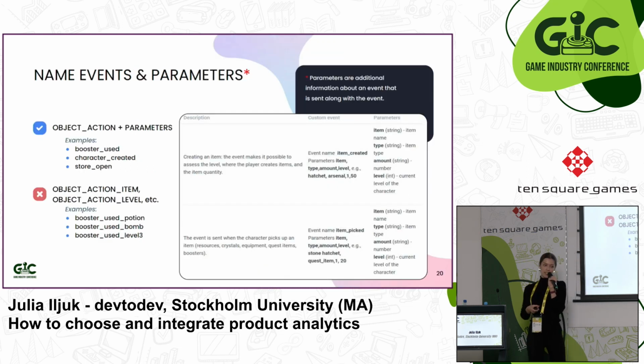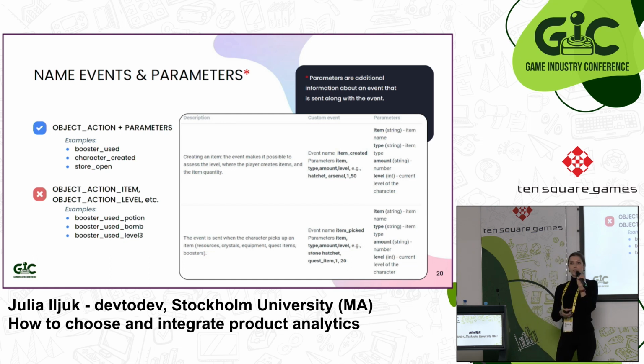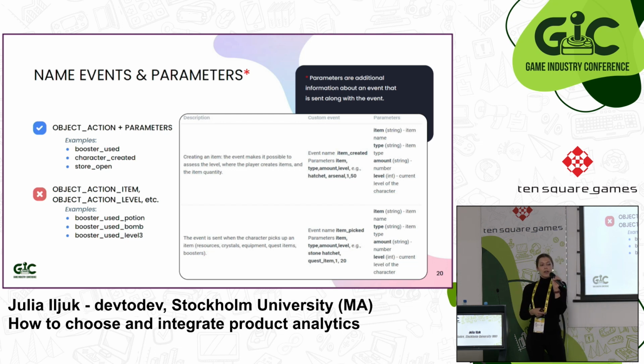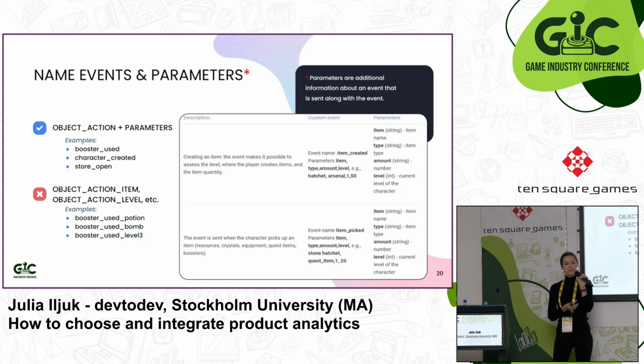Some tips on naming events and parameters. It's pretty simple, just go with the standard example like object action, for example, booster used, or character created, or store open. Also, along with events, you can send parameters. Parameters are context that you can send along with events. They give some details about your events. For example, an event can be booster used, and then in a parameter you specify which type of booster was used. Maybe it was a potion, a bomb, something else, or maybe you want to specify on which level this booster has been used. You can also put this in parameters.